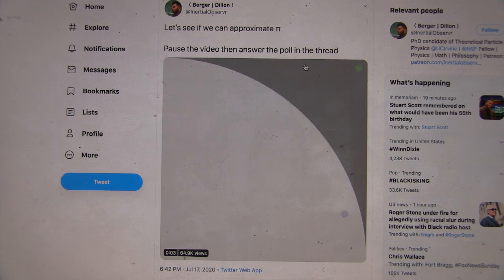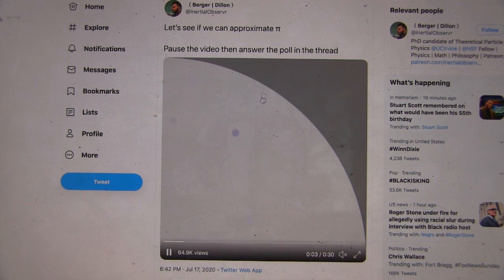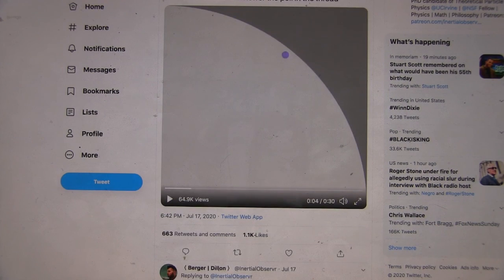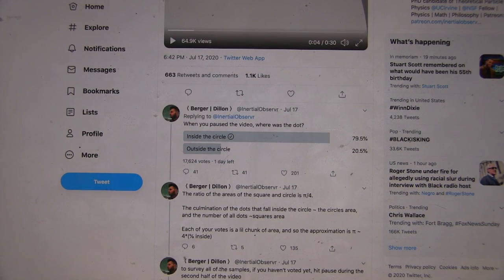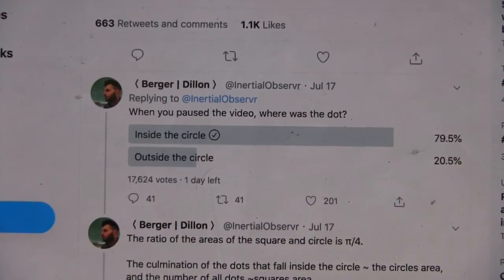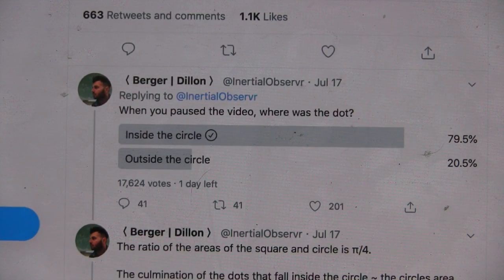Okay. So he says pause the video and then answer the poll in the thread. Alright, let's pause it. So he paused it, and it looks like it's more purple than blue, but that's fine. When you pause the video, so I had already answered the poll, but it's fine. When you pause the video, where was the dot? Let me zoom in. It was inside the circle for us.